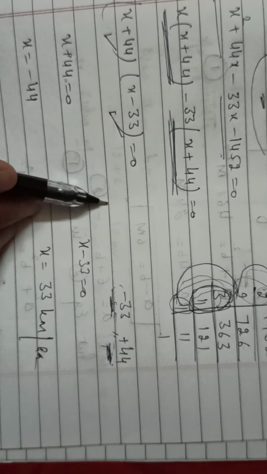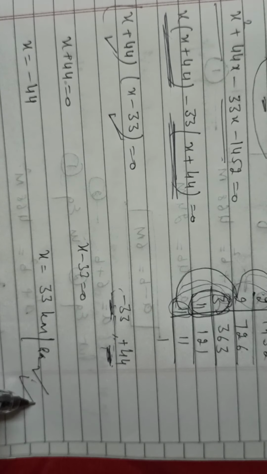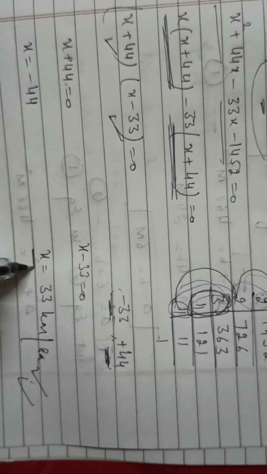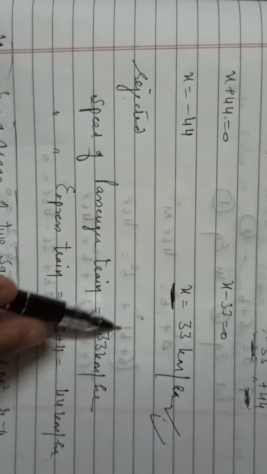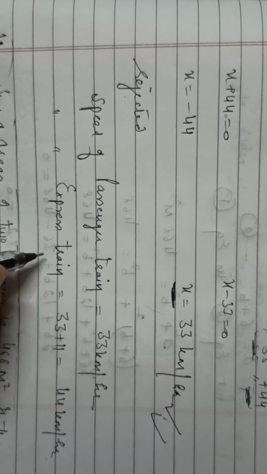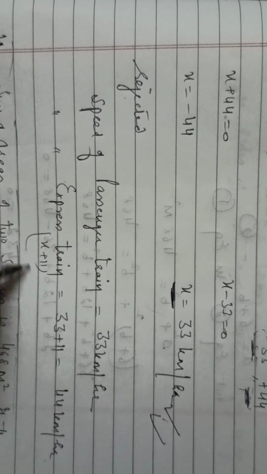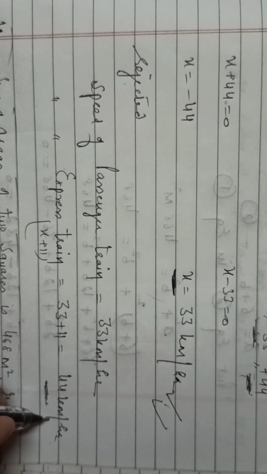x minus 33 equal to 0. x is equal to 33. This is the accepted value. x is what? It is the speed of the passenger train. So the speed of the passenger train is 33 km per hour, and the speed of the express train is x plus 11, that is 33 plus 11, it is 44 km per hour.